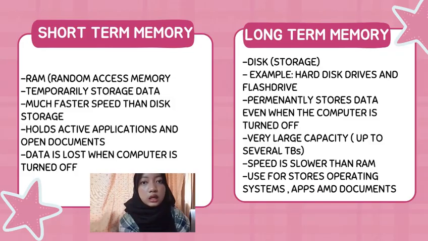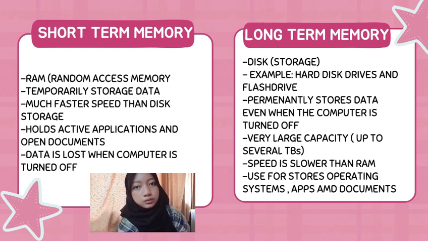Okay, for our last topic, I will explain about short-term memory and long-term memory. I'll start with short-term memory first. We use RAM, random access memory. It is temporary data storage. It has much faster speed than disk storage. It holds active applications and open documents. Data is lost when the computer is turned off.